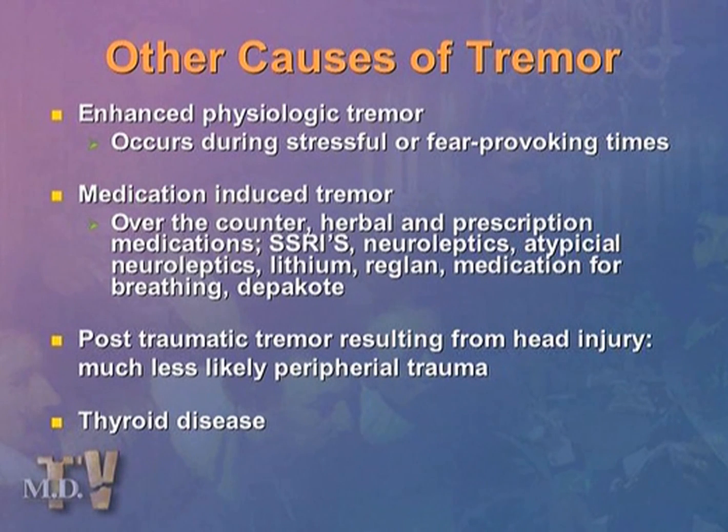Medicines commonly make tremor, and they'll be seen in SSRIs or antidepressants, neuroleptics, lithium, Reglan, medicine for the stomach, medicines for breathing, steroids, and commonly Depakote. Post-traumatic tremor can occur when someone has a head injury. It usually occurs after loss of consciousness. Rarely peripheral trauma will give you tremor. Thyroid is one of the most common causes that we see.